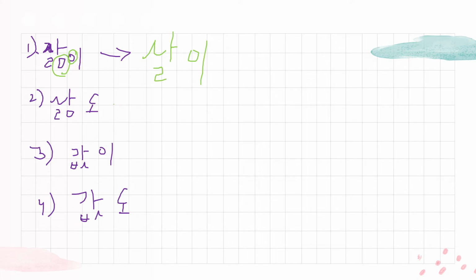Now how would you read this? Would you read this as Sal-though or Sam-though? Remember those three gyop bachim I told you to remember? This is one of them. So you would pronounce this as Sam-though.